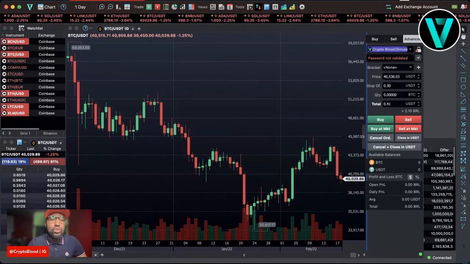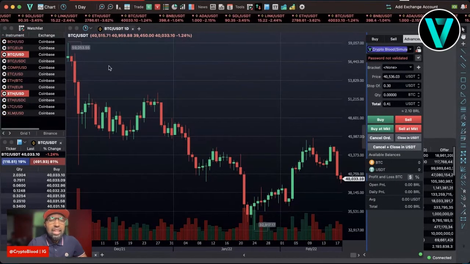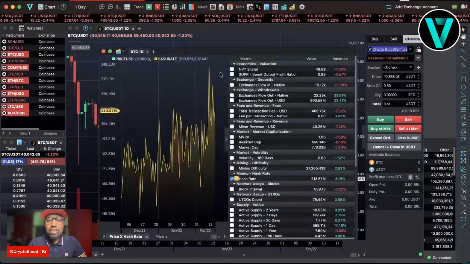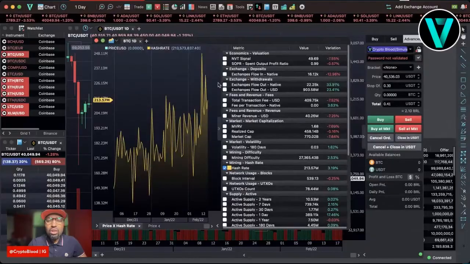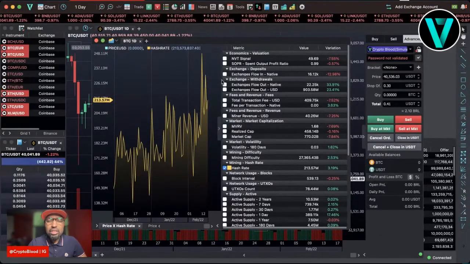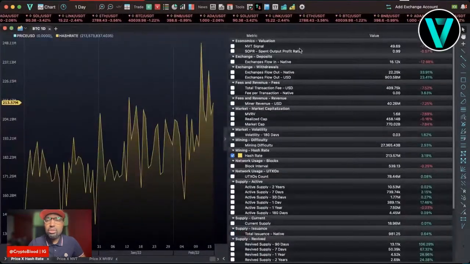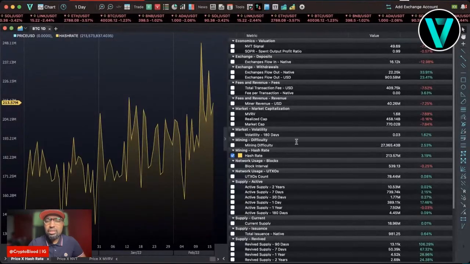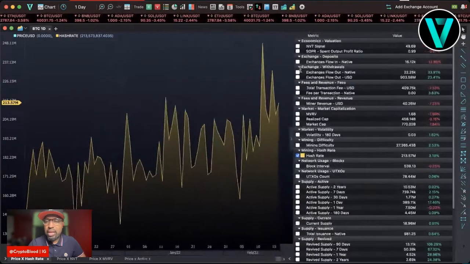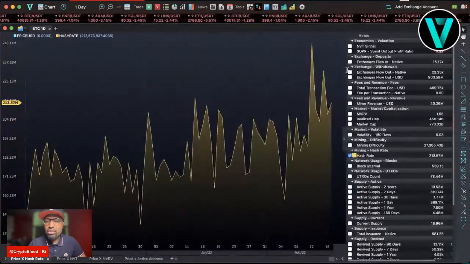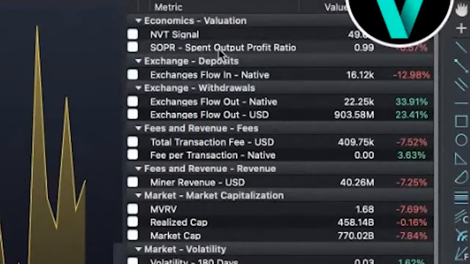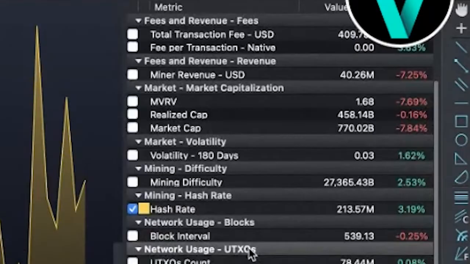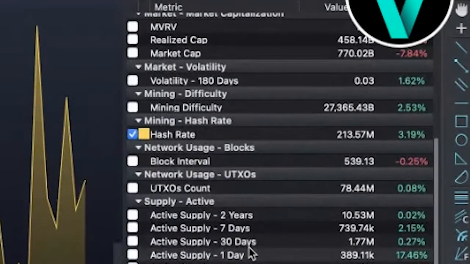So if you go under tools, I want you to click tools and click network data. That's where you'll get this very, very powerful tool right here. It gives you a whole bunch of gems, let me tell you. So I'm going to expand this so we can see the full screen, and slide over to the right so you can see more of what's going on here. But look at all of these various on-chain metrics you are able to overlay on your chart.